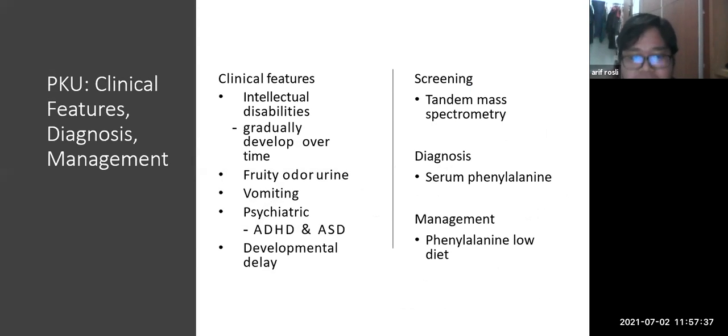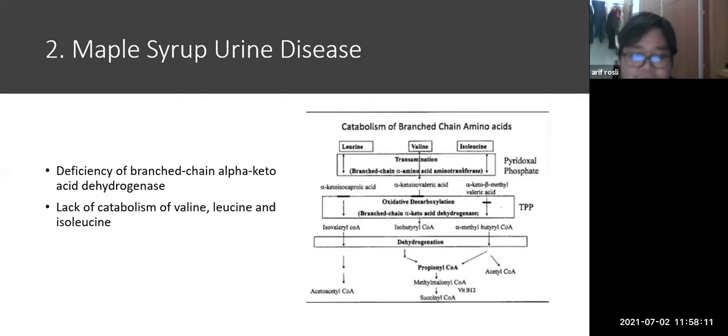Okay. Next is the clinical features and diagnosis. So for clinical features, usually a child with phenylketonuria will have intellectual disabilities, and it will be gradually developed over time and presented with fruity odor of the urine, vomiting, and psychiatric disorders such as ADHD or ASD, and developmental delay. For screening, we can do tandem mass spectrometry, diagnosis through serum phenylalanine level 1,200 micromole, and management is we give phenylalanine low diet.